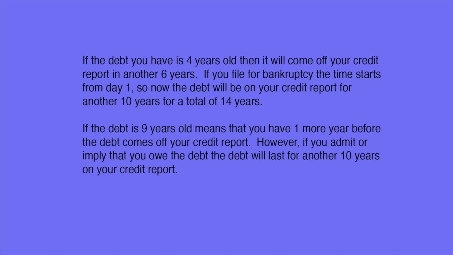If the debt you have is 4 years old, then it will come off your credit report in another 6 years. If you file for bankruptcy, the time starts from day 1. So now, the debt will be on your credit report for another 10 years, for a total of 14 years. If the debt is 9 years old, you have 1 more year before the debt comes off your credit report. However, if you admit or imply you owe the debt, it will last for another 10 years on your credit report.